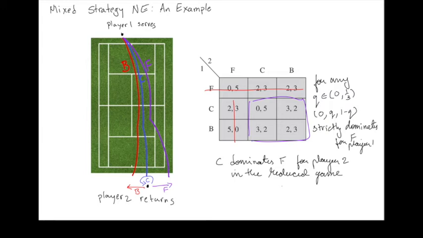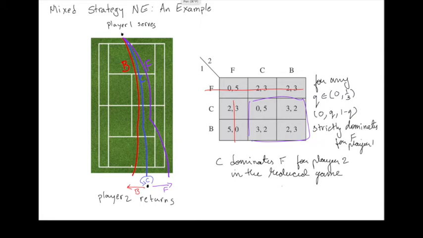Is there a pure strategy equilibrium here? Let's check. If player 1 plays C, player 2's best response is to play C. But if player 2 plays C, player 1's best response is to play B. So it can't be a Nash equilibrium for player 1 to play C. What about for player 1 to play B? If player 1 plays B, player 2's best response is to play B. But if player 2 plays B, player 1's best response is to play C. So playing B for 1 can't be a Nash equilibrium either. So there's no pure strategy Nash equilibrium here.